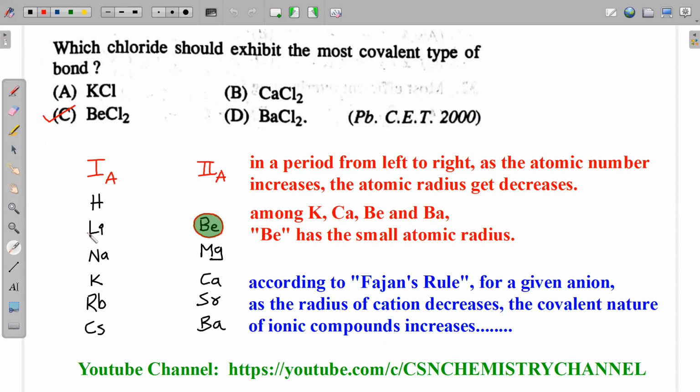In any period, from left side to right side, atomic size decreases. So from lithium to beryllium, the atomic size decreases. In a group, from top to bottom, atomic size increases. That is, from hydrogen to cesium, atomic size increases. From beryllium to barium, the atomic size increases.